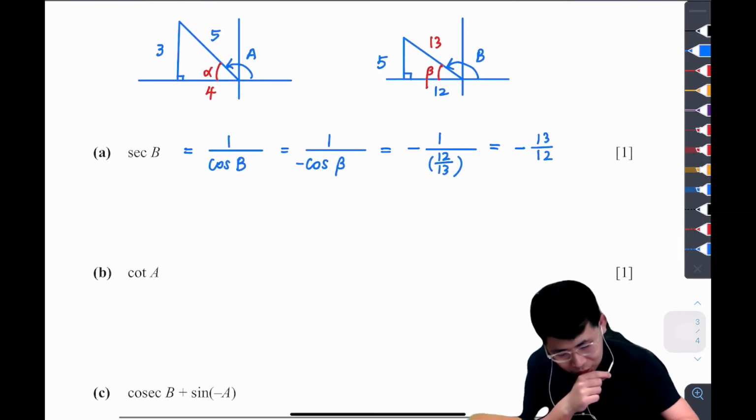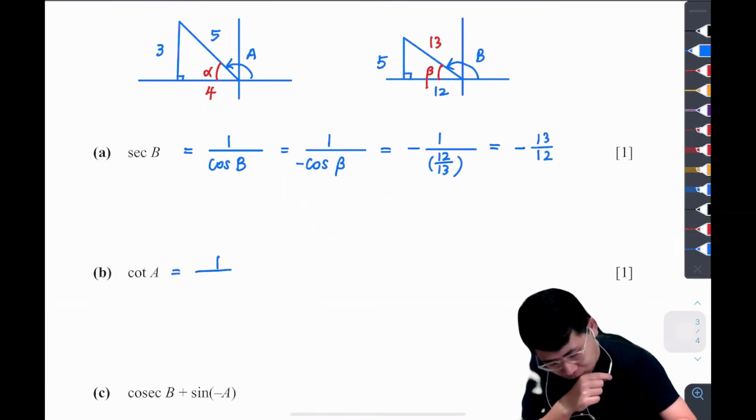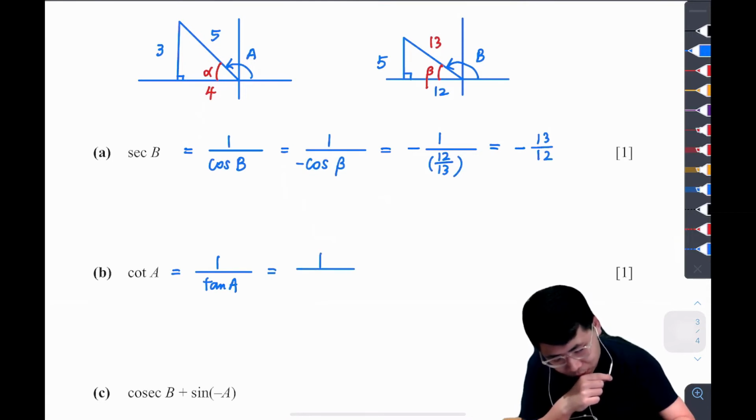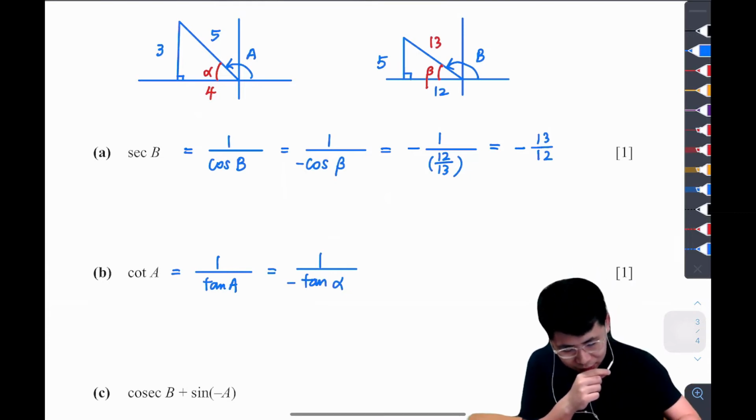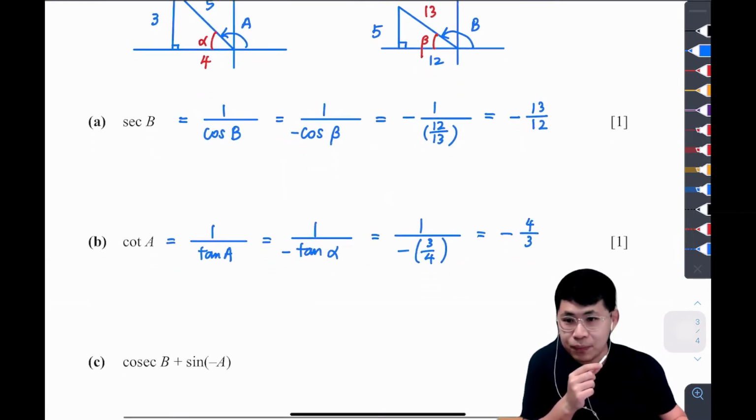Okay, cotangent of A is 1 over tangent A. Now I can borrow the basic angle alpha, but in quadrant 2 ASTC, tangent is negative. So this will be 1 over negative tangent alpha. Alpha is opposite over adjacent. So keep change flip, so this will be negative 4 over 3.